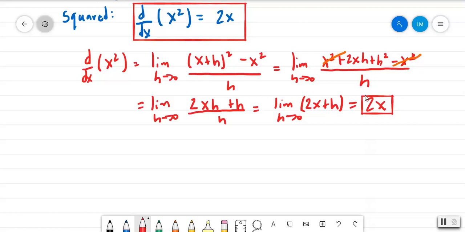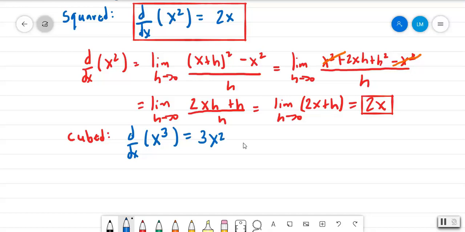Now, we do have another type of derivative, for instance. We have the cubed function. Now, what that means is that the derivative that we're taking is of the function or expression x cubed. Now, this becomes more complicated as it relates to, how do we find the derivative of x cubed? Well, I suggest that you try showing the derivative of x cubed using the formal definition, and you'll find that it's 3x squared.